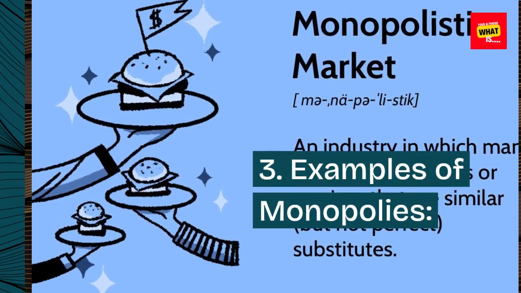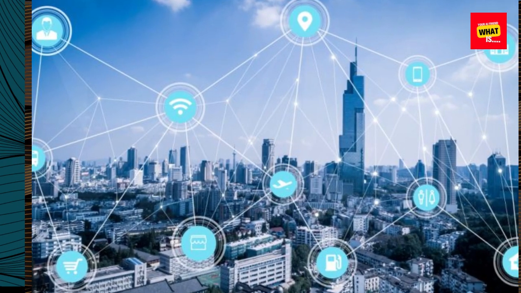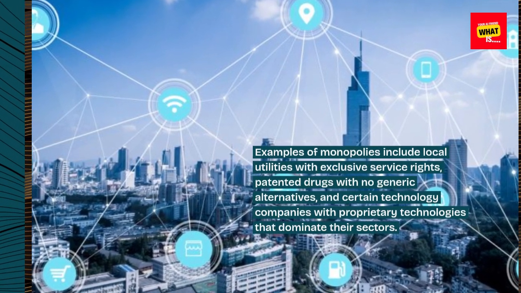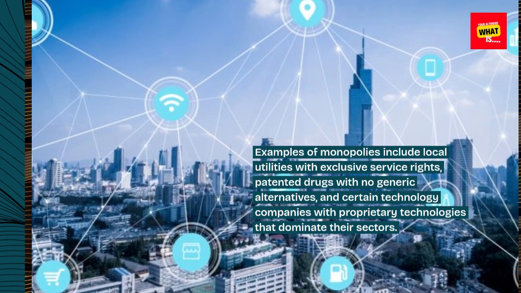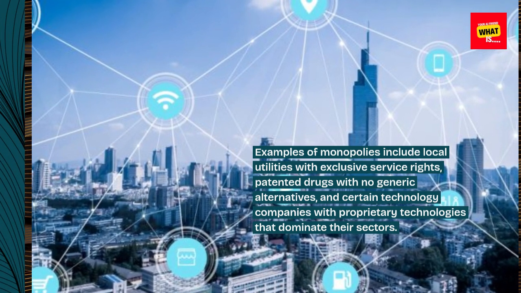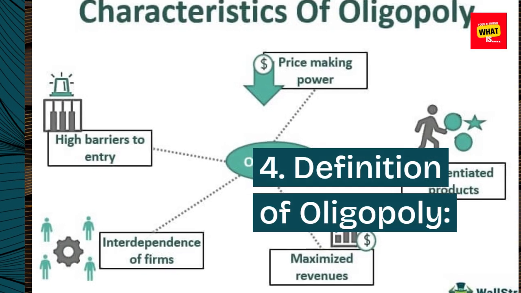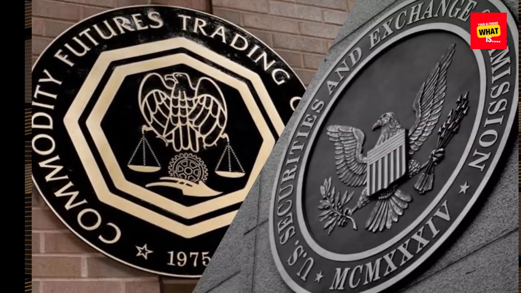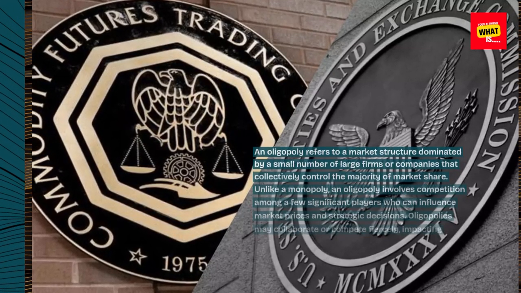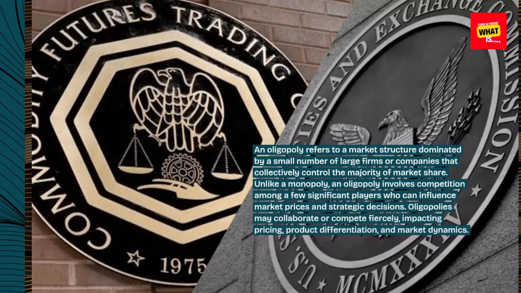3. Examples of monopolies. Examples of monopolies include local utilities with exclusive service rights, patented drugs with no generic alternatives, and certain technology companies with proprietary technologies that dominate their sectors. 4. Definition of oligopoly. An oligopoly refers to a market structure dominated by a small number of large firms or companies that collectively control the majority of market share.